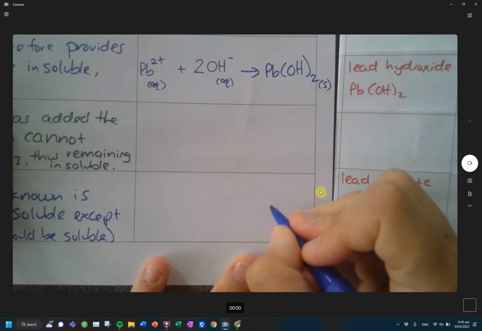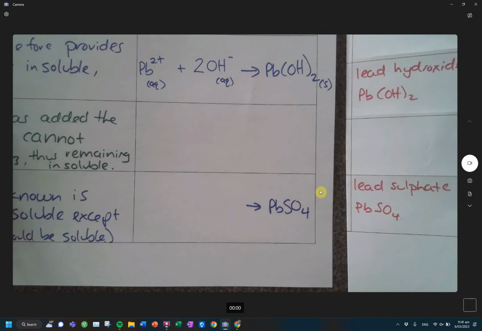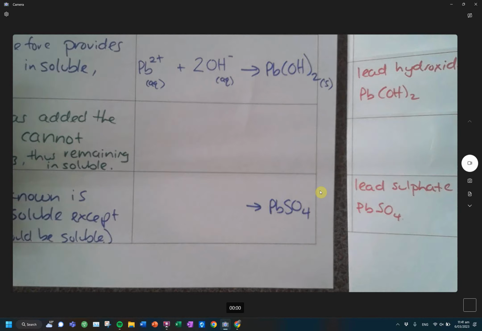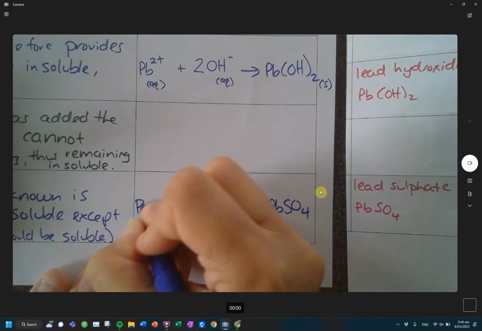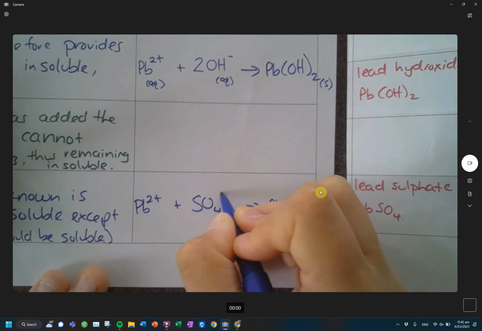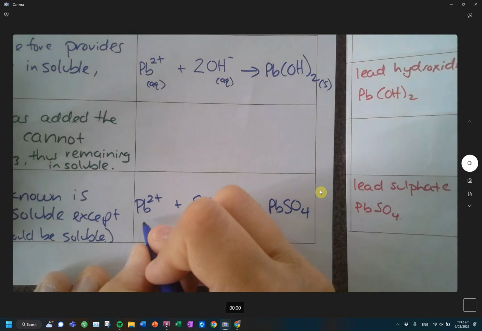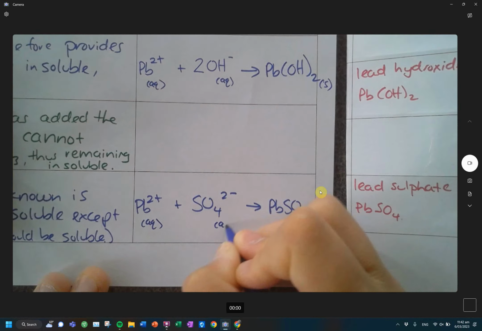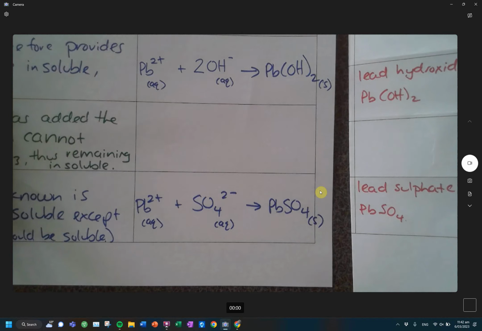So again, start with your product. Work your way backwards. If you are not sure of the charges for your ions, use your resource sheet and find them. So lead is Pb2+, sulfate is SO4 2-. I don't have to worry about doing any coefficients in the front because it's already balanced. Aqueous, aqueous, solid. So those are all my precipitation reactions.